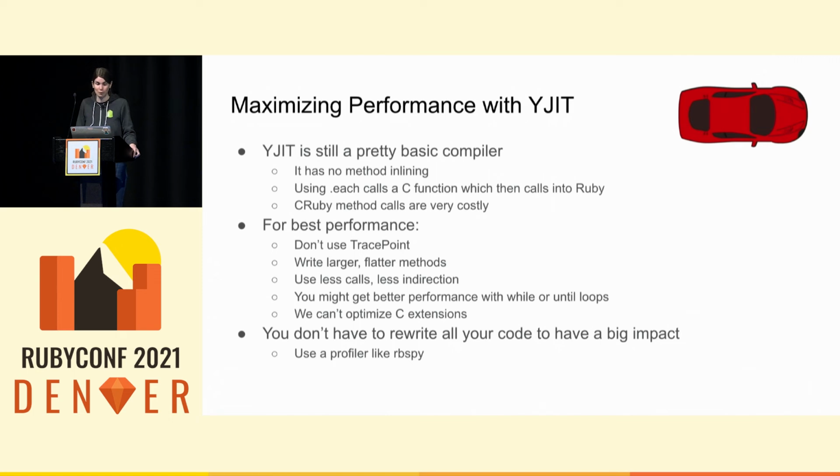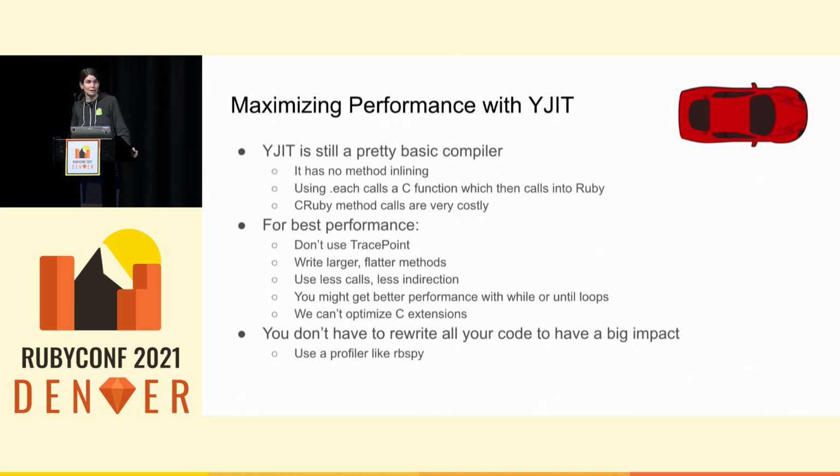So if you want the best performance possible, don't use TracePoint, because that's basically going to disable the JIT compiler. Try to write larger methods, larger and flatter, that do fewer method calls and have fewer indirections. You might also get better performance with while or until loops rather than something like .each, because that avoids calling into C code and back into Ruby.